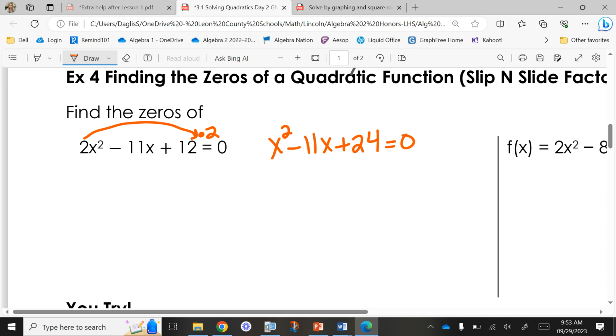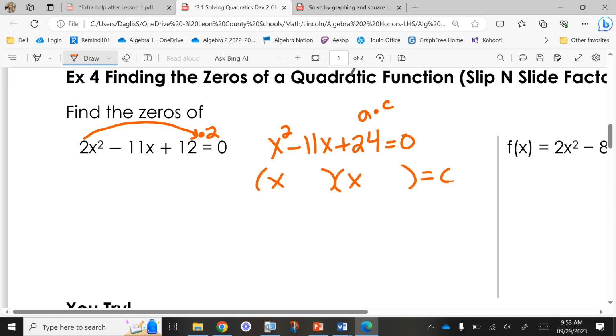Okay. Just the 2. Yep, you're slipping it to the end. This is the slip part. Okay, slip your 2 to the end. So you're multiplying it with your c value. Right? So this is a times c. Now we're going to basic factor like we just did above. So what multiplies to give us 24 but adds to give us negative 11?